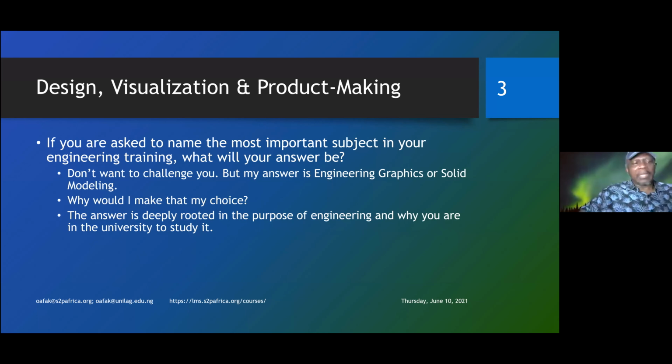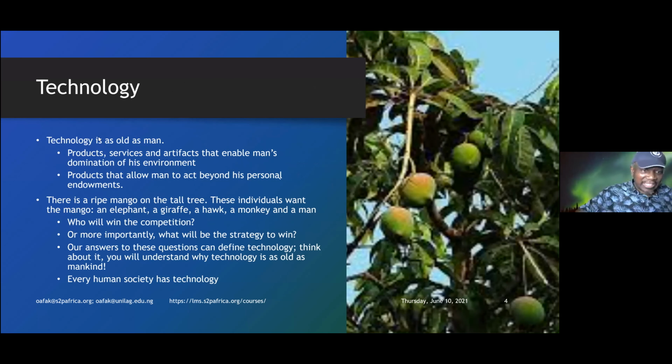Okay, let us ask another question. What is technology? Technology is as old as man. No matter, as long as you are a human being, no matter what age, whether it's ice age, stone age, whatever, everybody has to have technology.